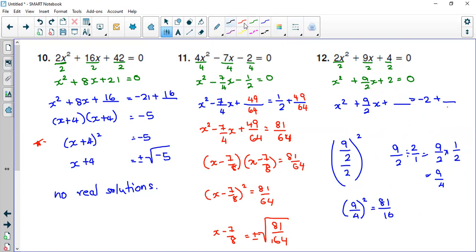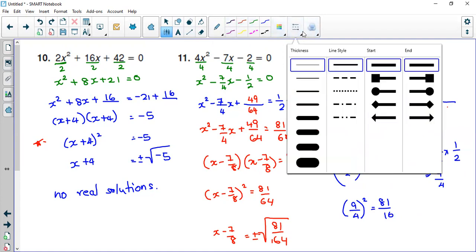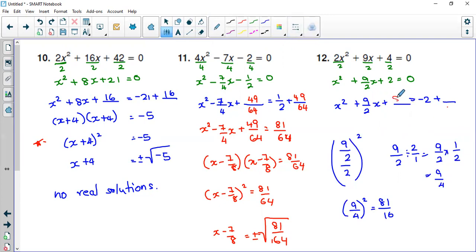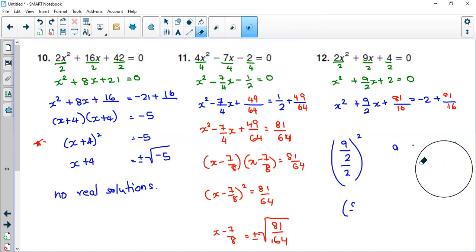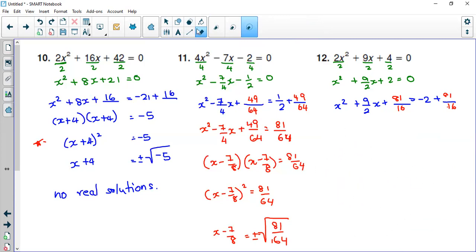So you are going to add 81 over 16 to both sides of the equation. So add 81 over 16 to this side and add 81 over 16 to this side. Done. Now the first step of solving this is done. Now first let's solve this part. Better we simplify this. So what is negative 2 plus 81 over 16 going to be?